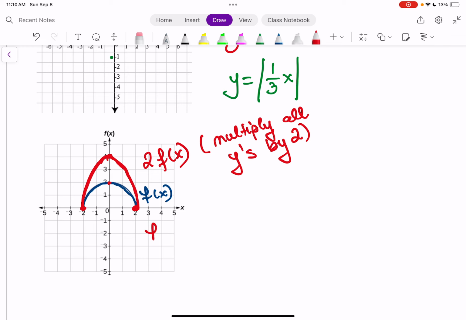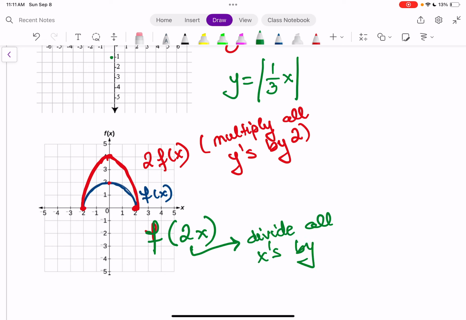What would be f of 2 times x? So what's the change here? The change is to the x values, and when it comes to it, you do the opposite. So don't multiply by 2, but divide all x's by 2.